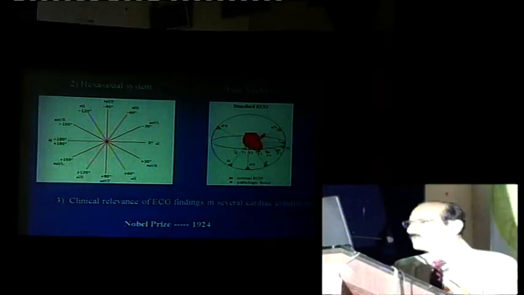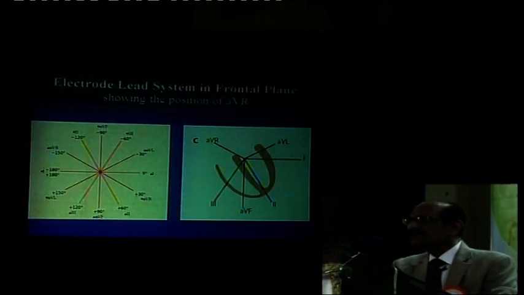V1 to V6 are also known as the Z-axis, which are horizontally placed, and the rest of the leads are on the frontal plane. Next came the big discovery by Goldberger, who invented Emanuel Goldberger's leads. These are the unipolar limb leads, AVR, AVL, and AVF, derived from basic leads 1, 2, and 3, which view the heart from different angles and planes.